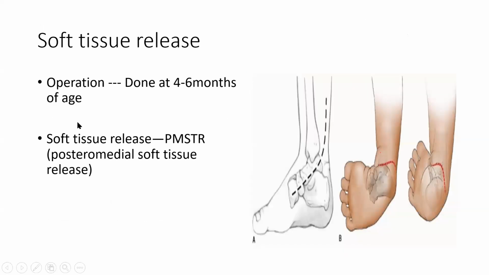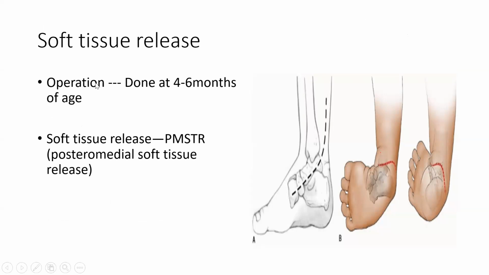So you try to manipulate, you try to cast. After 6 to 8 weeks, you see there is still deformity left. Okay, so 8 weeks you wait, 10 weeks you wait, you are seeing that there is no change, because the muscles are very contracted. So by conservative treatment or by manipulation or casting, it will not improve. So what you will do, you will do soft tissue release.